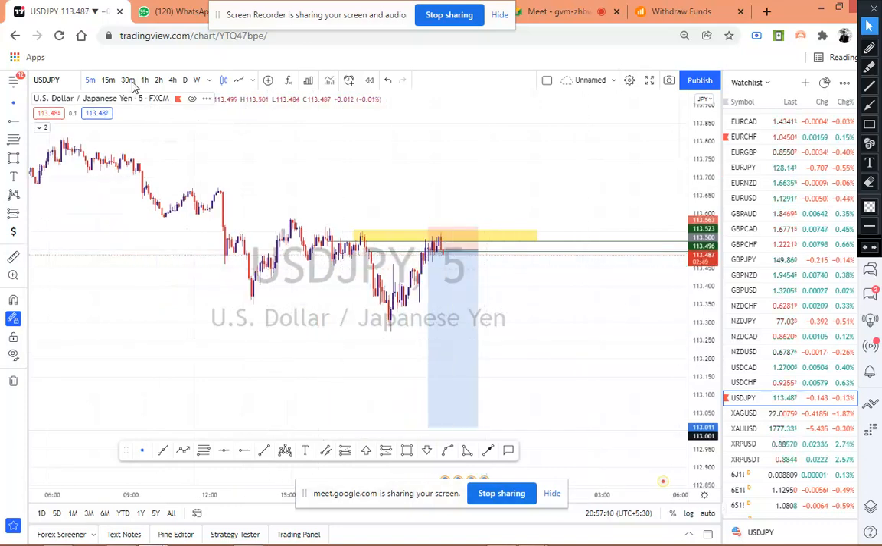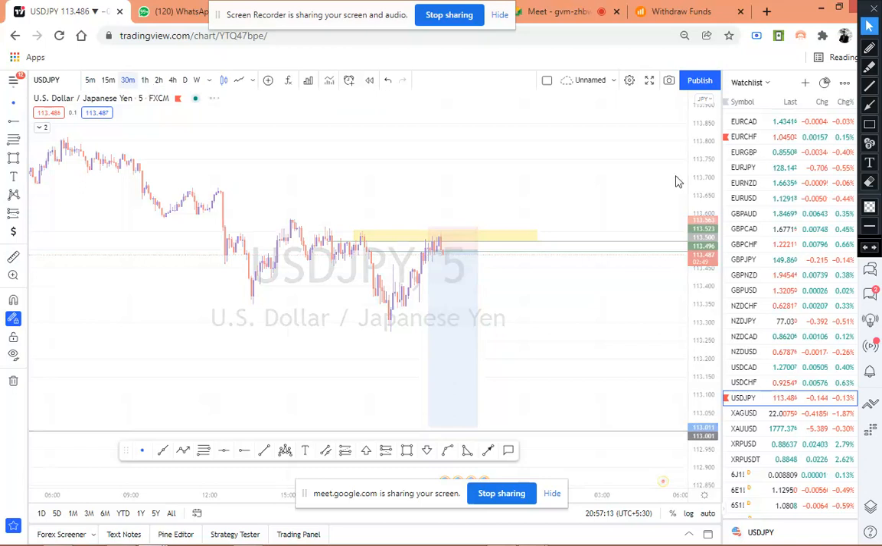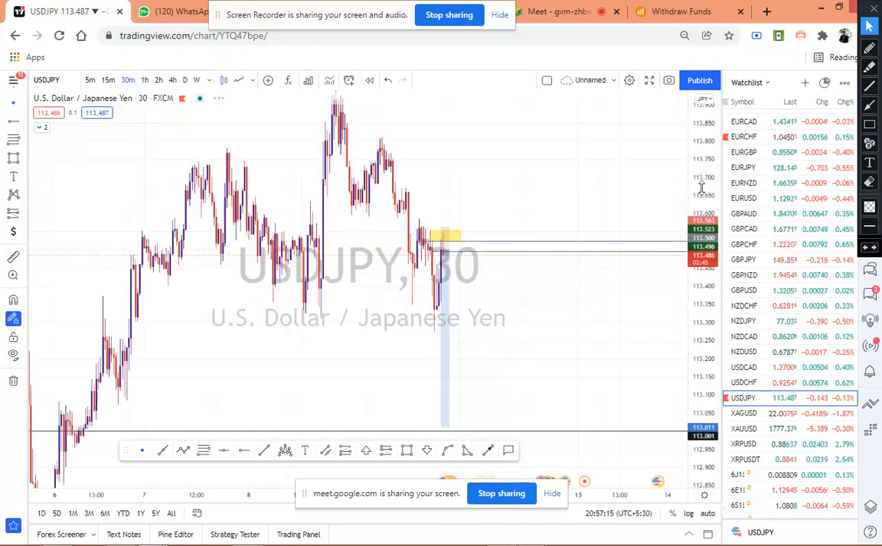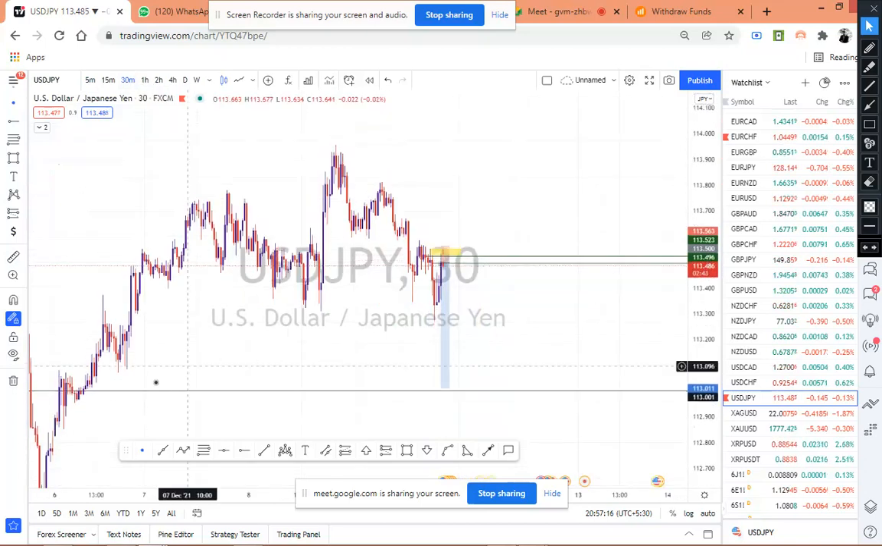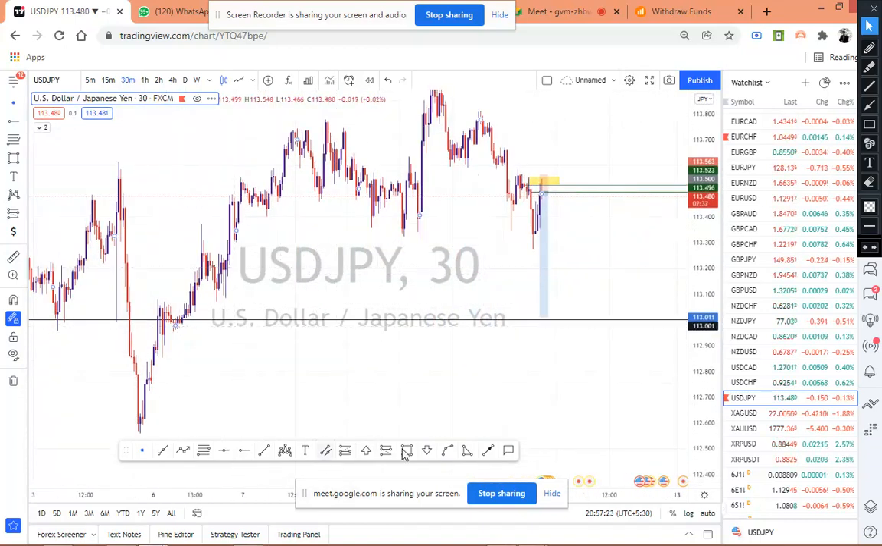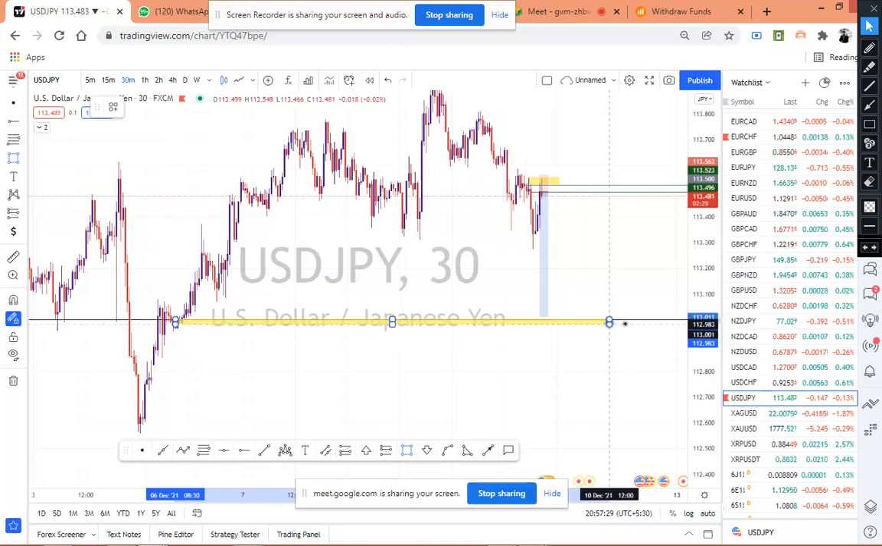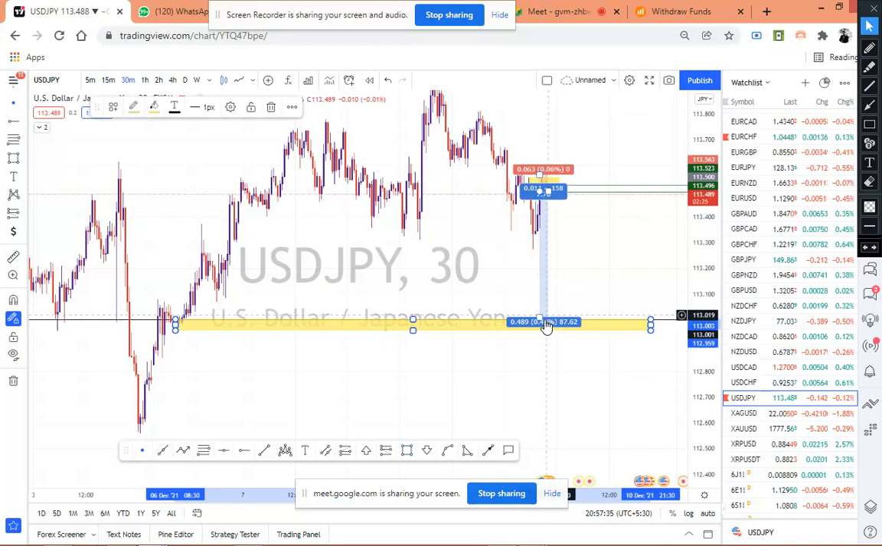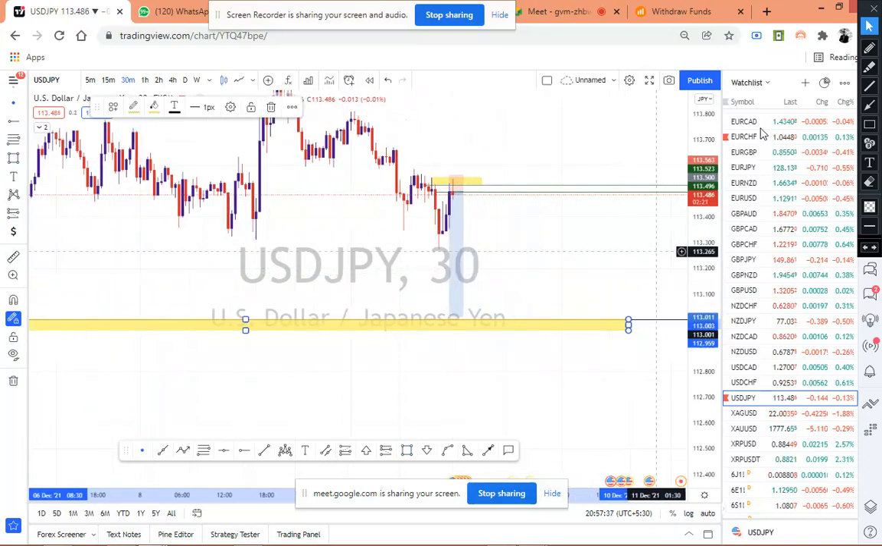Then on the 30-minute chart, I can see the market is showing a strong demand around this area. This is also a demand zone. It's also a demand zone. So before the market hits the demand zone, it should hit our take profits. Okay.